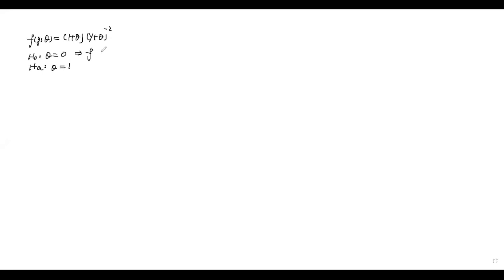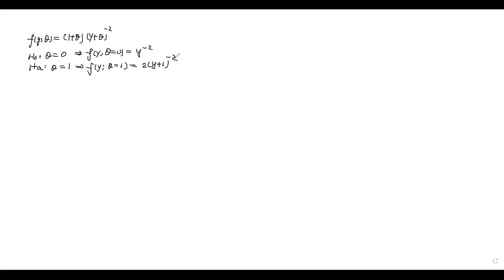When theta equals 0, the PDF will just be y to the negative 2 power, right? And the same thing here, this is the PDF of y for theta equal to 1. The PDF for this one will be 2 times (y plus 1) to the negative 2 power.